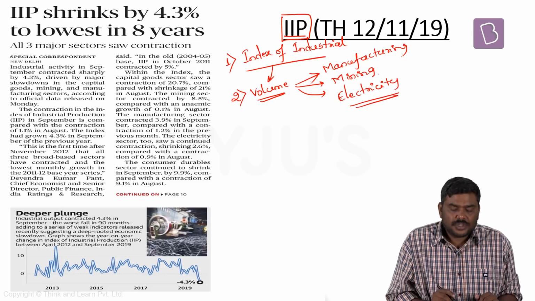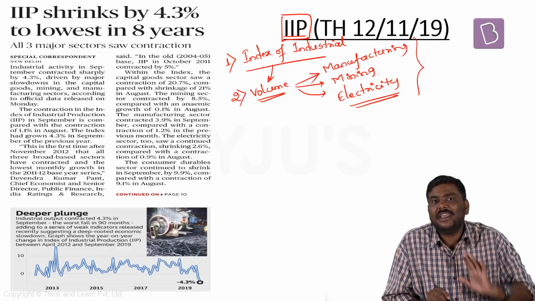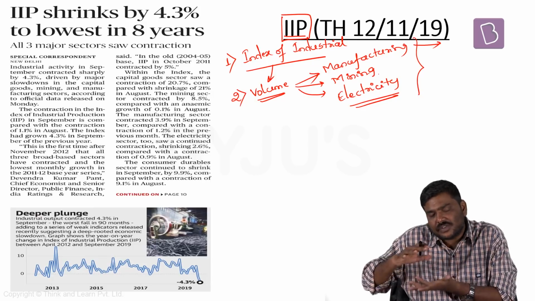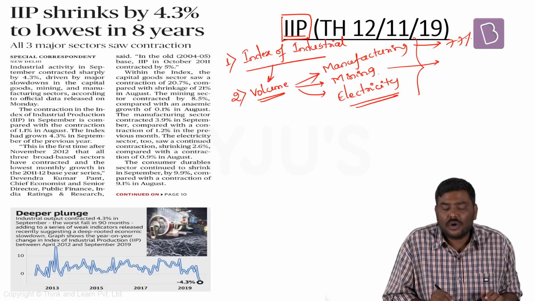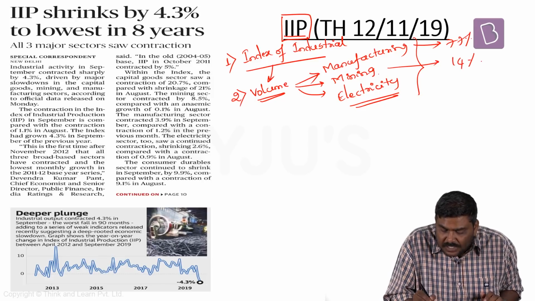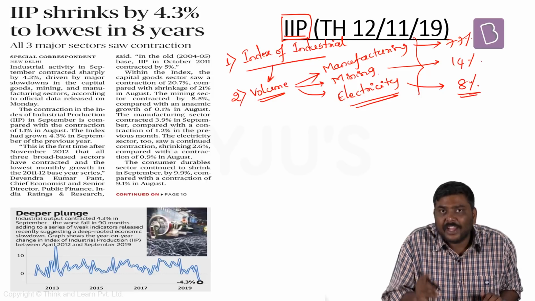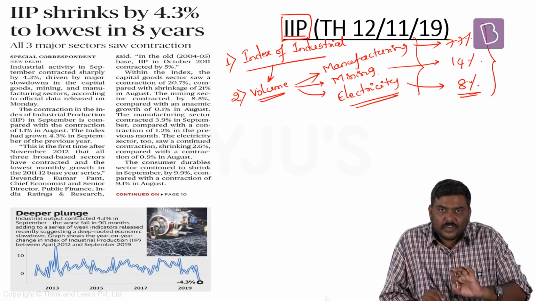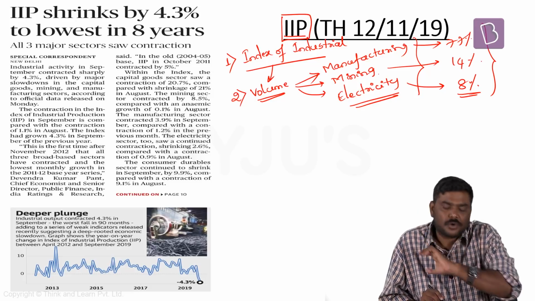Index of industrial production basically measures the volume change of production within these three areas. Of these three areas, the manufacturing sector has the highest weightage, around 77%. The mining sector has around 14% plus, and the electricity sector has the lowest weightage of 8% plus. So these are the weightages given to these three sectors within the concept of an index of industrial production.